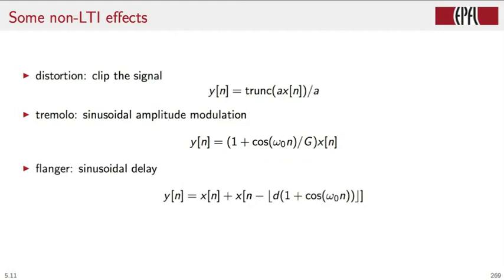Flanger is obtained by summing a signal to a delayed version of itself and by varying the delay in time, usually according to a sinusoidal pattern as well. When you sum a signal to a delayed version of itself, you obtain some spectral nulls in frequency. By changing the delay, the spectral nulls will change their position in time, and this will give rise to a variety of effects, from, say, a robotic sound to an artificial chorus.